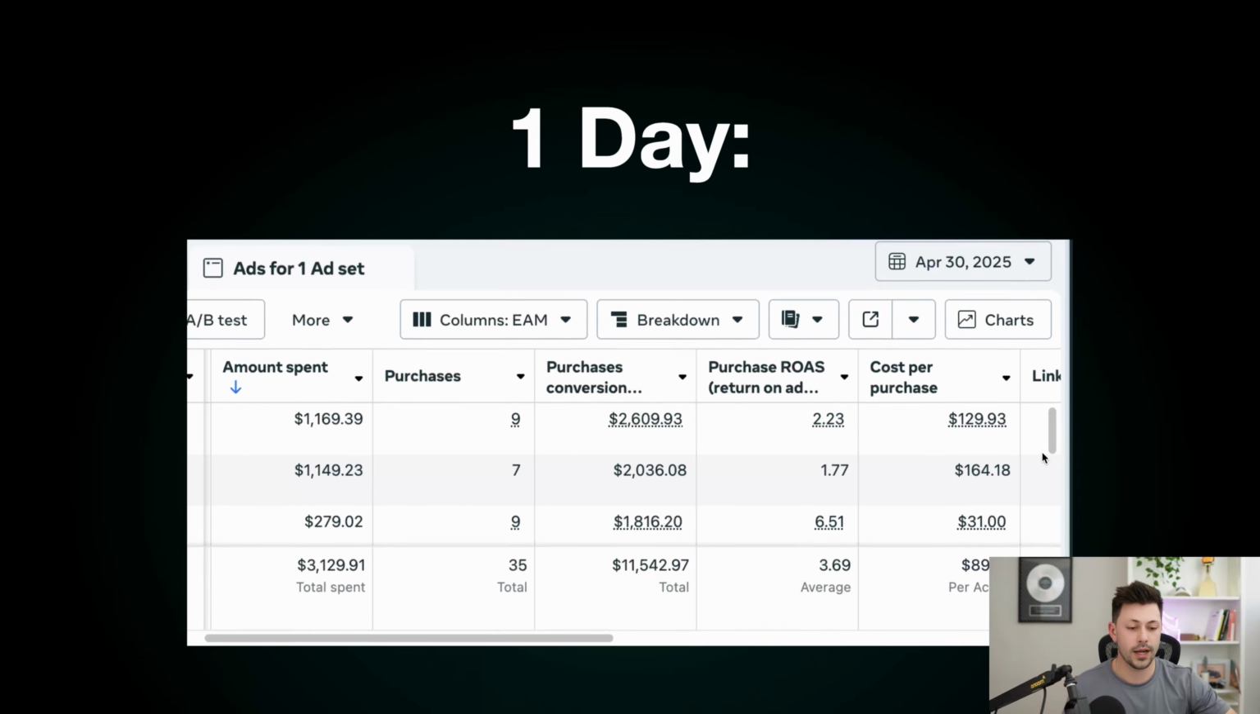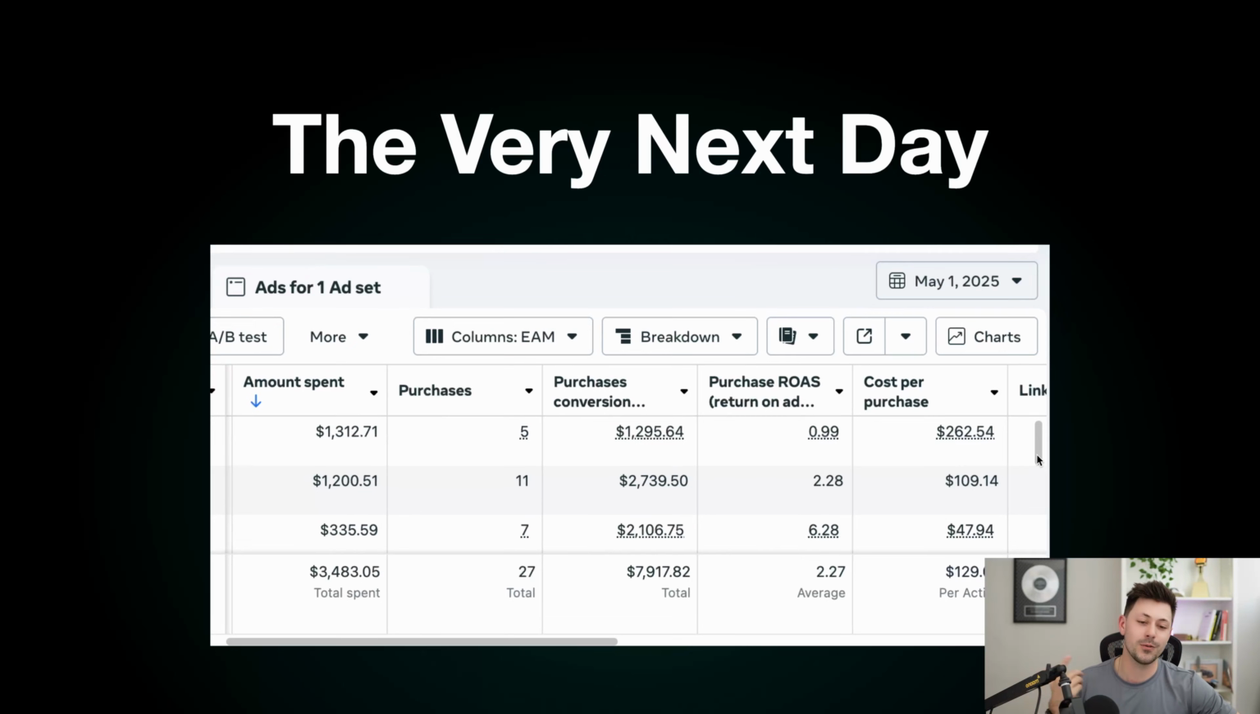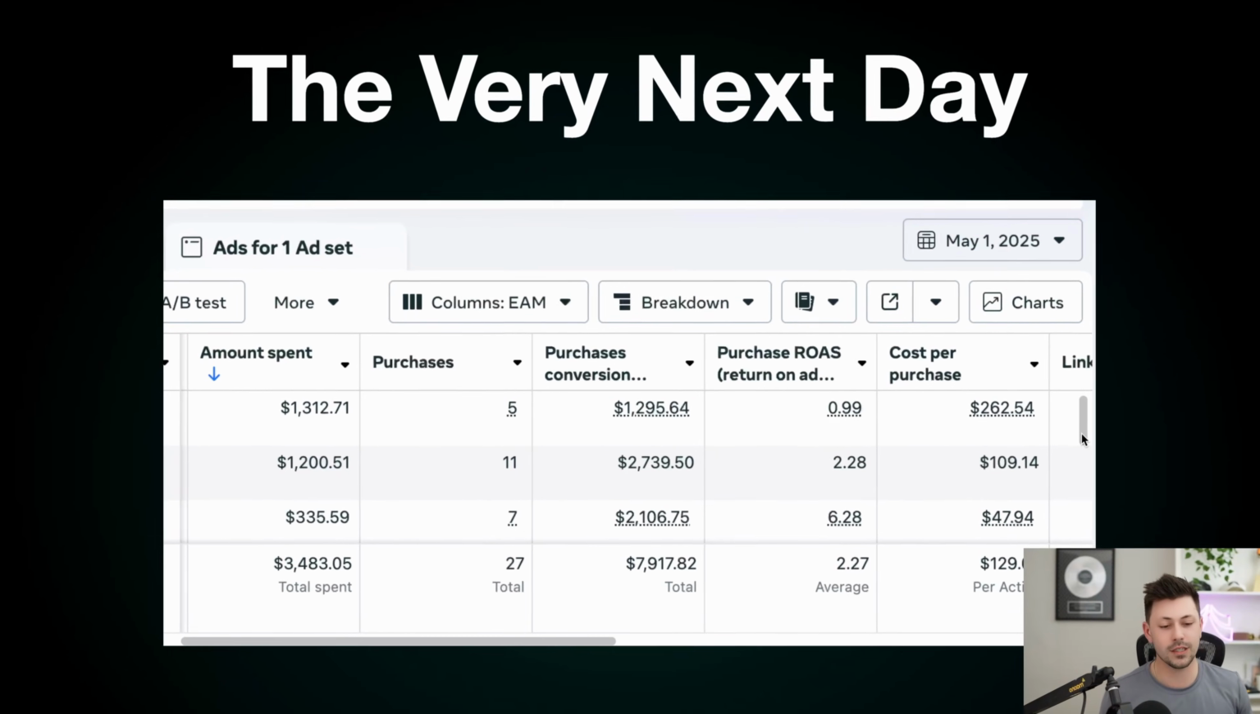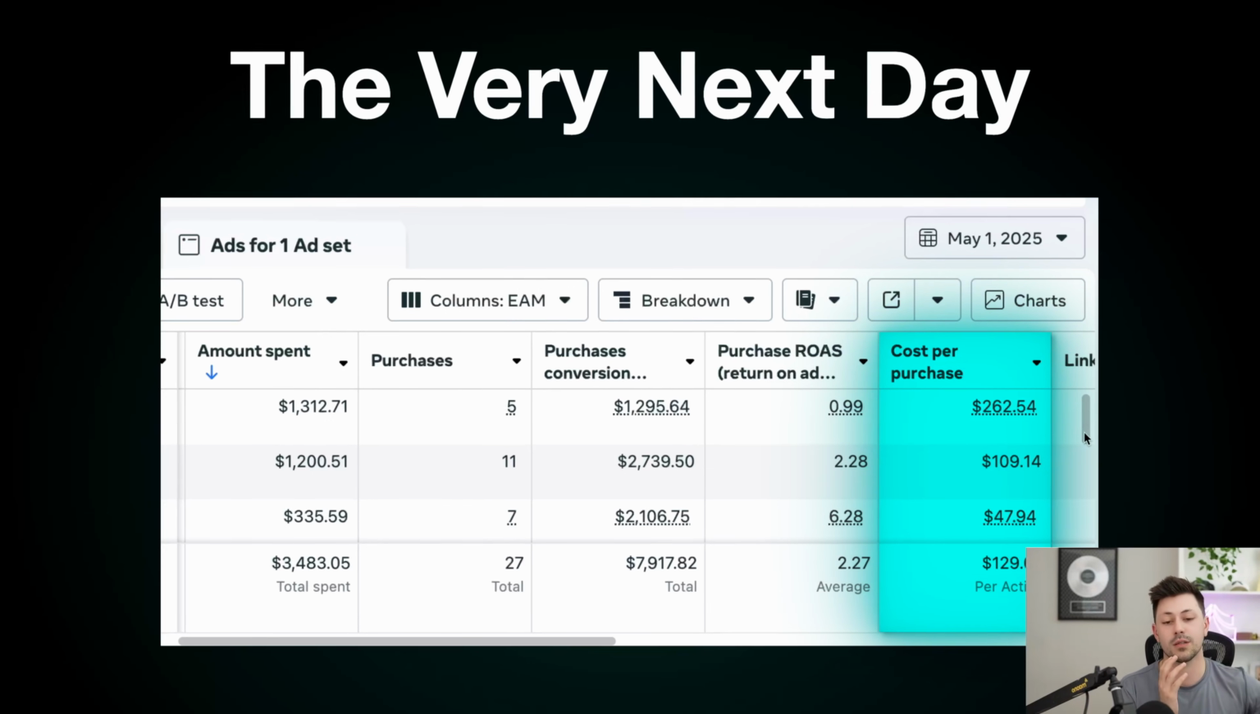Everything is good, right? And you're expecting now to go and buy a penthouse based off of the amount of profit that you made today. But then if you go to the very next day, all of a sudden performance falls completely off a cliff. And now with basically the same amount of spend, we have half of the revenue at a 2.27x return on ad spend, and our CPA just completely ballooned.